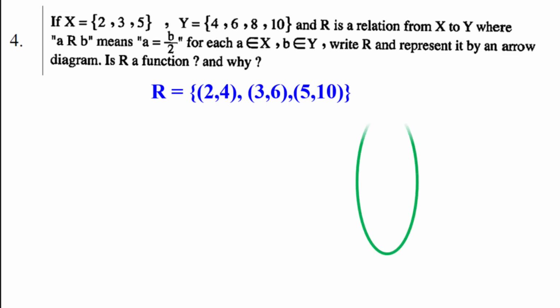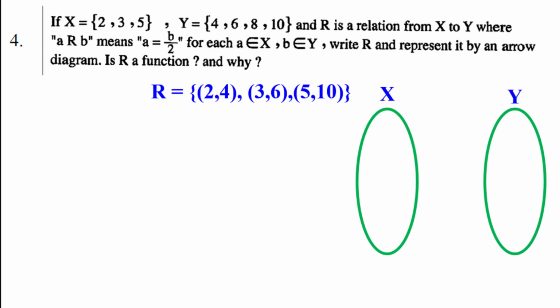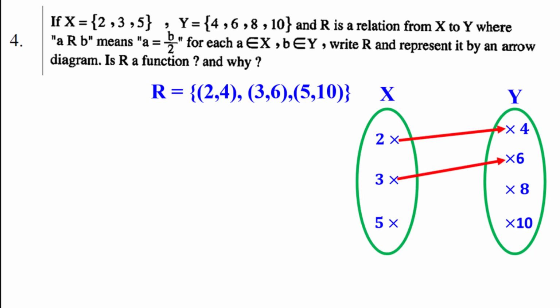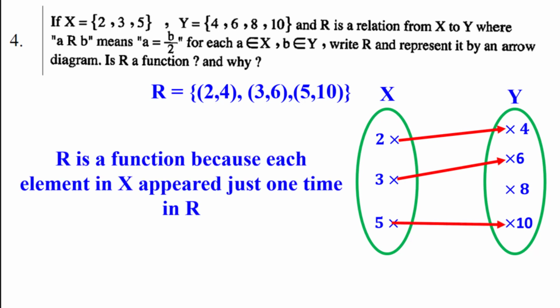Now the arrow diagram: the shape of x and the shape of y. Write the elements of x, which are 2, 3, 5, and the elements of y: 4, 6, 8 and 10. Now the first ordered pair (2, 4), the second (3, 6), and the last one (5, 10). Now we can say that R is a function because each element in x appears just one time in R. 2 appears one time, 3 appears one time, 5 appears one time.